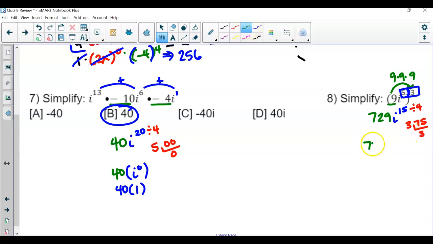So I've got 729 still, but we're now going to multiply that to i to the 3rd power. And i to the 3rd power is always -i. So 729 times -i is negative 729i.